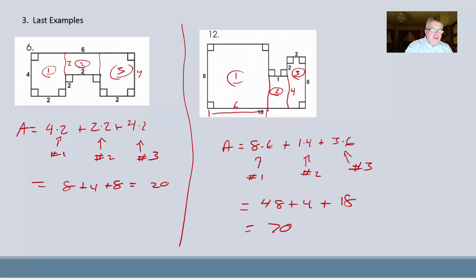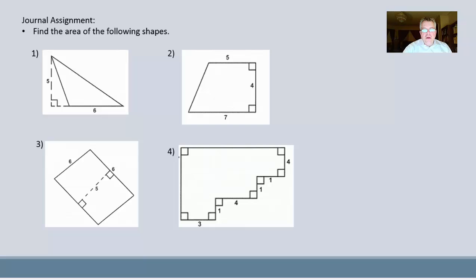Okay, it's your turn. So take a look at these problems. We have a triangle, a trapezoid, and this one is a parallelogram. Looks a little weird because it's kind of tilted, but it has 2 sets of parallel sides. Okay, and this one you can carve up.